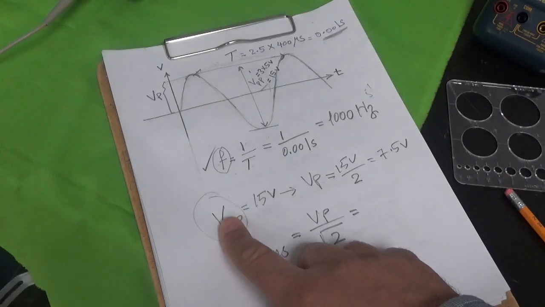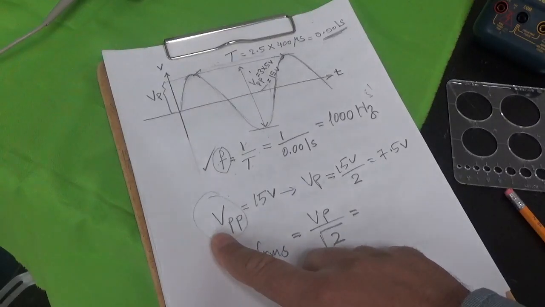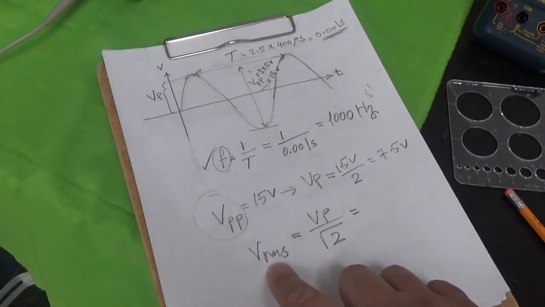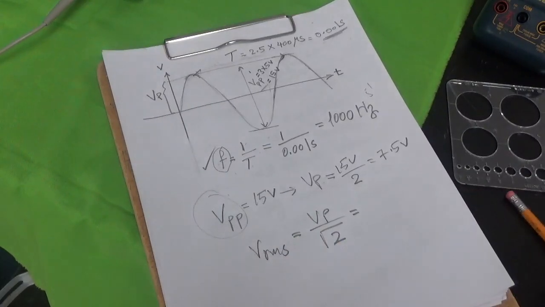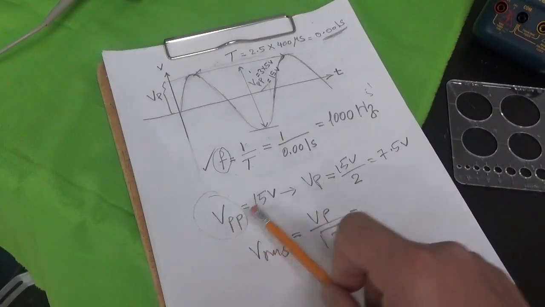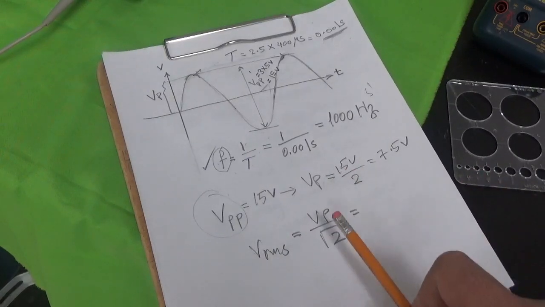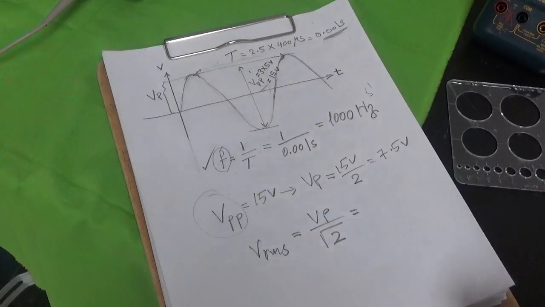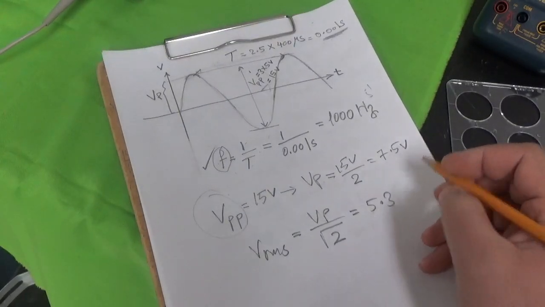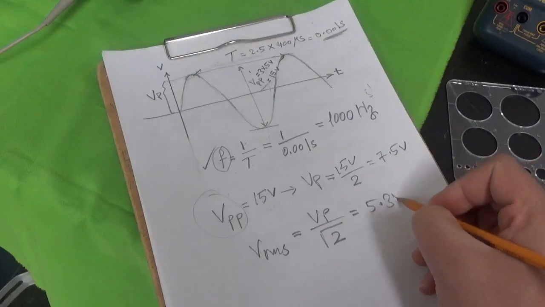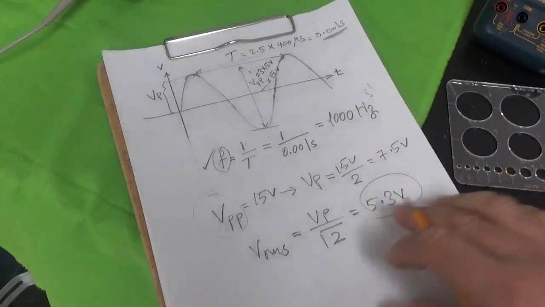But from the oscilloscope voltage reading, we can get V root mean square simply by applying this equation. So we need to divide V peak to peak by 2 and then divide it by square root of 2. And what we will get? We will get 5.3 volt.